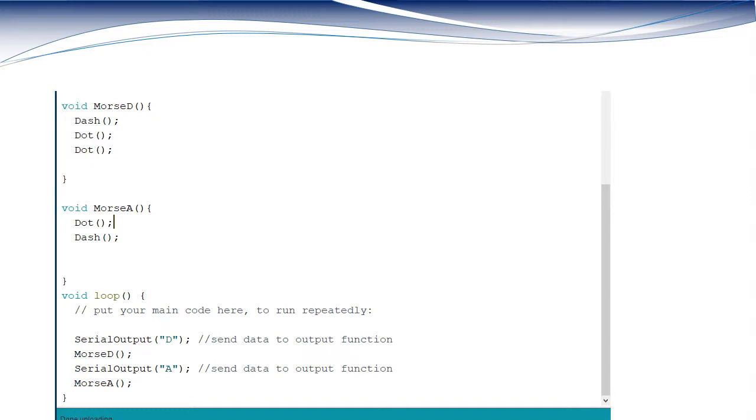And then down in my name, I have serial output. Remember, whatever I put in there in quotes will then be passed to the screen if I turn on the serial monitor. I also then call my function Morse D, which is named adeptly for me to know that when I call that function, I'm actually doing Morse code D. Then I have serial output A, and then Morse code A is called. And then it loops and starts over again.